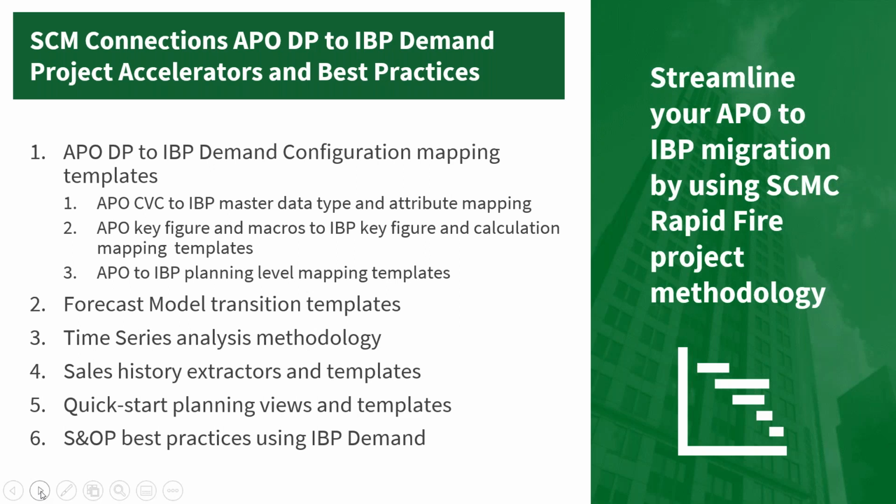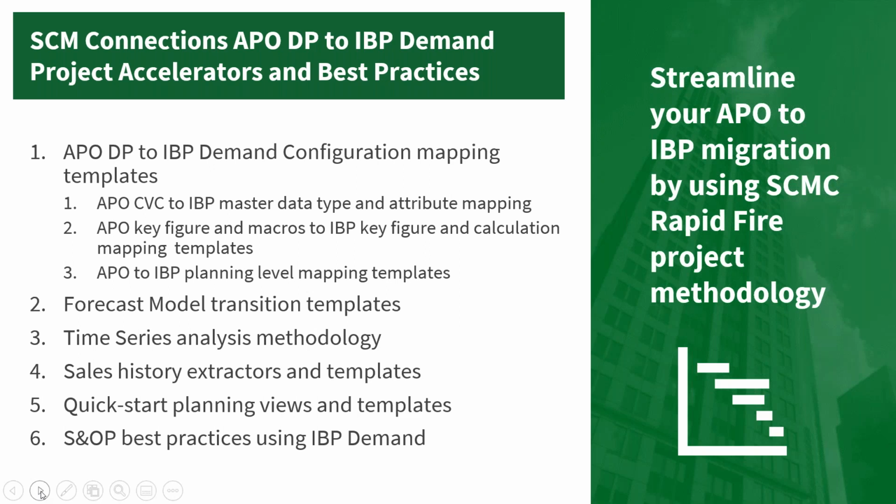So we do things like APO demand planning and demand configuration mapping templates, CVCs, the IBP master data types, key figures, planning levels, et cetera. We look at the transitions for forecast modeling, time series analysis methodology, sales history extracts, et cetera. Essentially, what this allows you to do is get a jump start on your DP to IBP migration path.